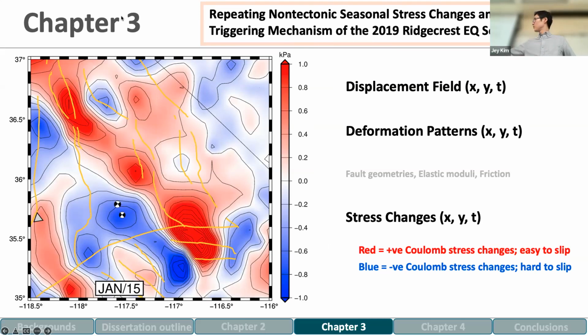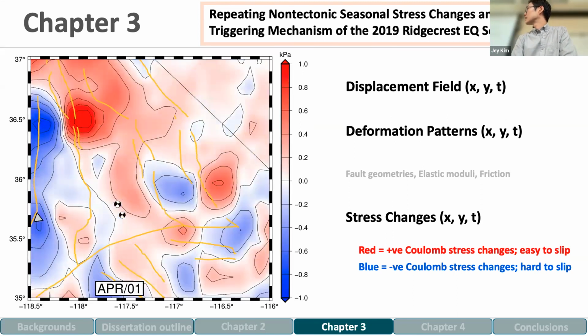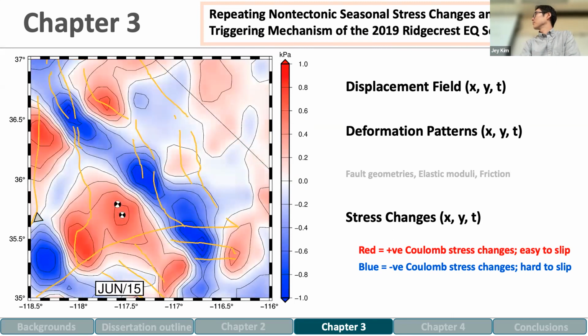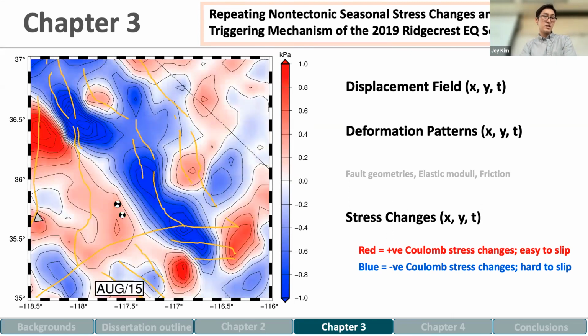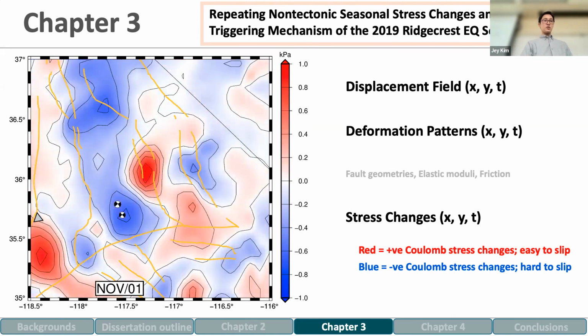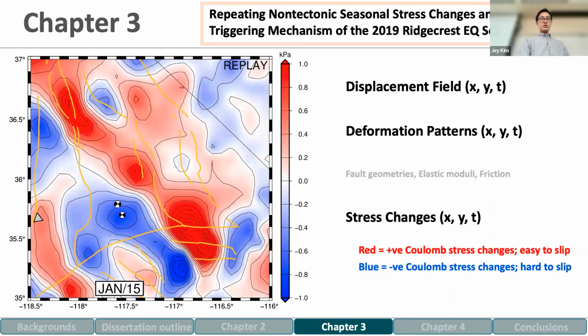It starts from January and it's an annual solution, so it will end in December. I wanted to focus on this area surrounding these two epicenters here. During the winter, January or December, you have negative Coulomb stress change. But as time goes, it increases and it peaks in May and June. And then it decreases again. And during the winter, it's in negative Coulomb stress change.